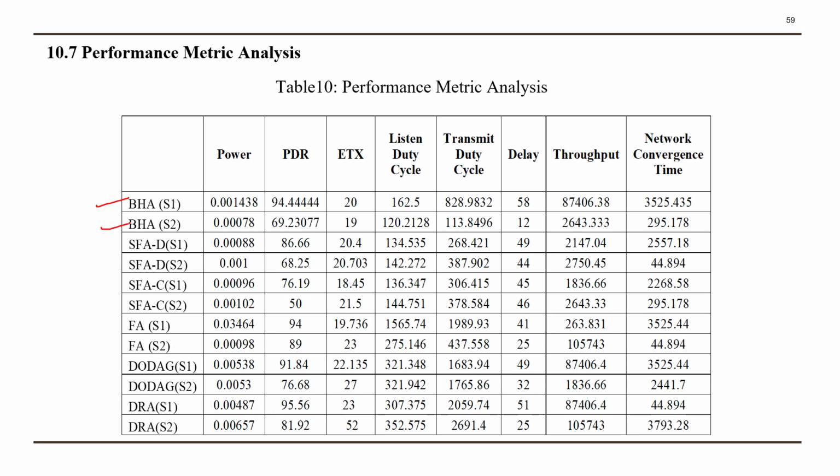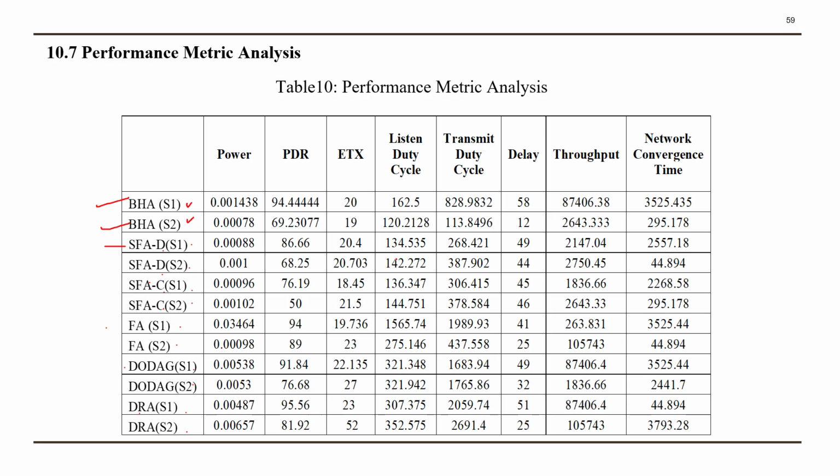So now BHA means black hole attack scenario 1, scenario 2. Selective forwarding attack, data, scenario 1, scenario 2. Selective forwarding attack, control packets, scenario 1, scenario 2. And this is flooding attack, scenario 1, scenario 2. DODAG attack, scenario 1, scenario 2. The next one is the decreased rank attack, scenario 1, scenario 2.